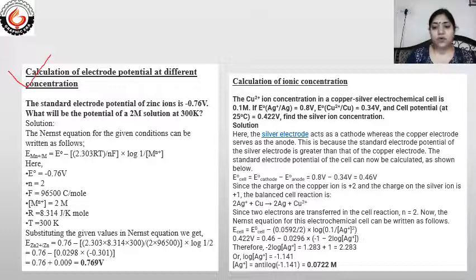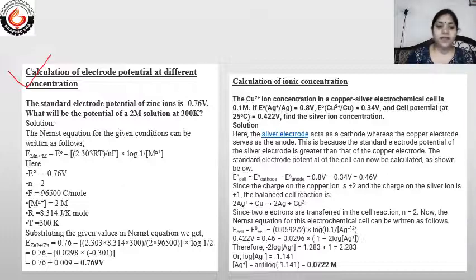So as you know, in the electrochemical series only the standard electrode potential is given. Standard electrode potential means at a fixed concentration, at unit concentration. So here if the concentration is changed, then what would be the electrode potential? How will we calculate it?